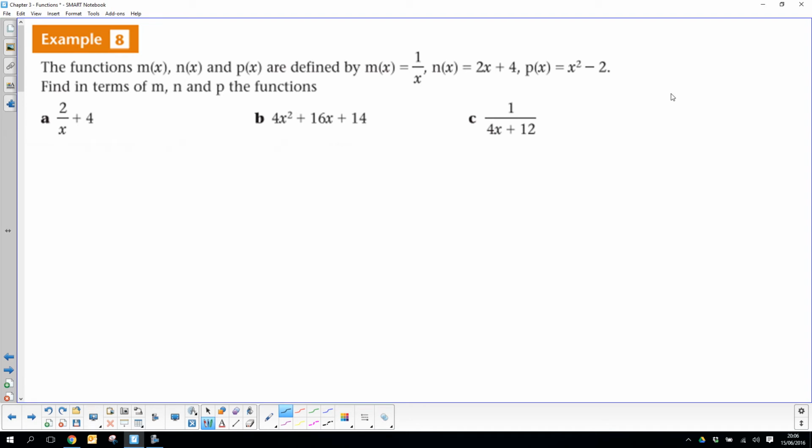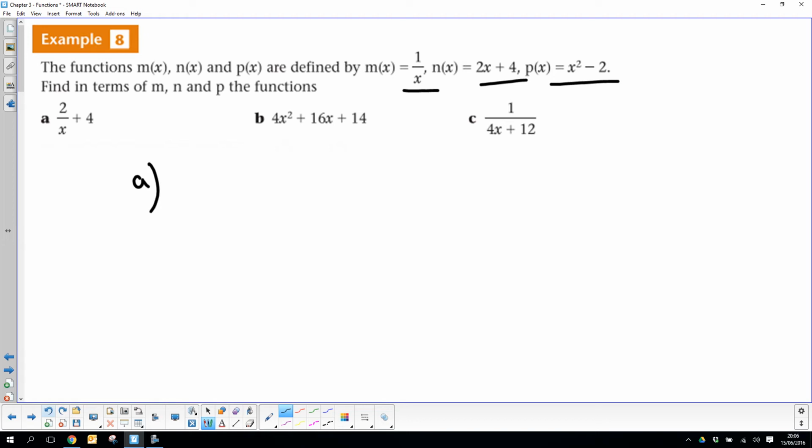Okay, now example 8 is sort of doing the opposite to what we've been doing. Instead of creating composite functions, they've given us m of x, n of x and p of x, which are 1 over x, 2x plus 4 and x squared minus 2 respectively. They've then given us some combined functions, and we need to work out, in terms of m, n and p of x, where these functions have come from. So let me just show you how these work.